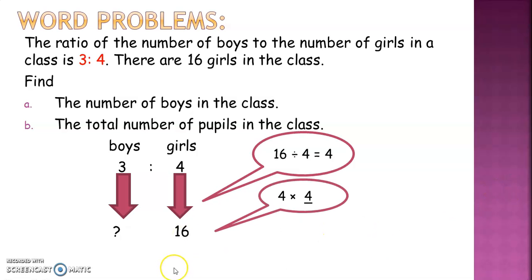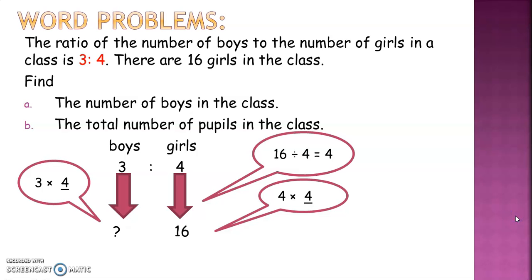Or you can do that directly if your tables are good. Which number is multiplied with 4 that its answer is 16? So 4 4s are 16. It means this ratio is multiplied with 4. This ratio will also multiply with 4. Why? Because we learned last week about equivalent ratios, that if one ratio is multiplied with one number, the second ratio will also multiply with the same number. So if this ratio is multiplied with 4, this ratio will also multiply with 4.